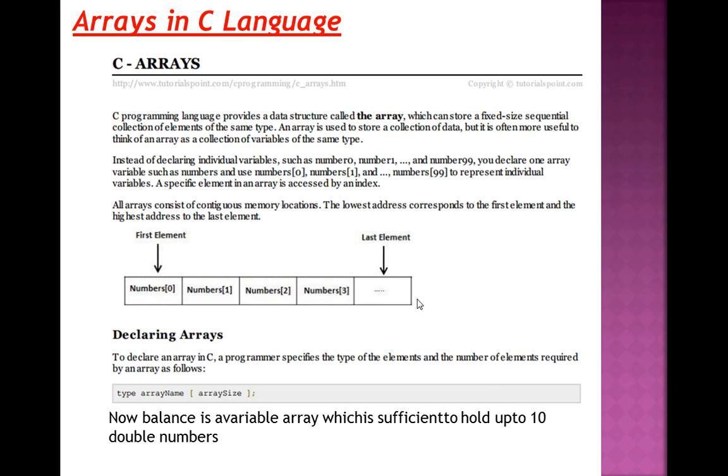Next part is how to declare the array. This is type, array name, array size. Type means data type, it may be int, float, double, or char. Then there is the array name, and then the array size. Array size is denoted in square brackets, not in curly braces. For example, double balance 10, that is balance is an array which is sufficient to hold up to 10 double numbers. So the type is double, the array name is balance and the array size is 10.